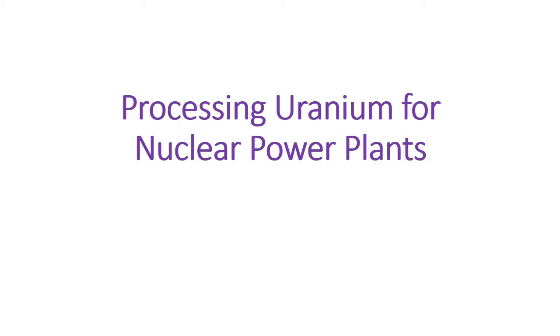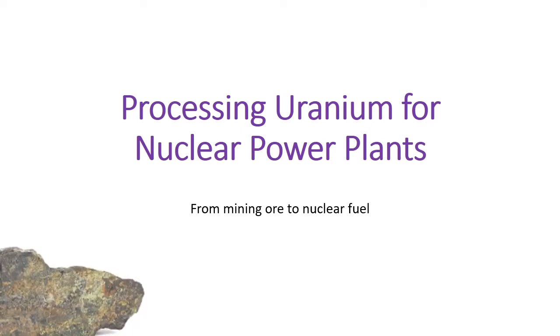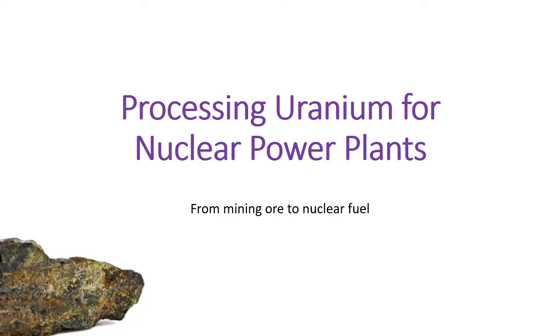Today, we're going to talk about processing uranium for nuclear power plants. Uranium comes from the Earth, but it comes in the form of a rock. Rocks, as you can see, are not pure uranium. They're a mixture of different compounds. You know that because you can see the different textures, different colors. So you have different physical properties indicating that you have multiple substances in this rock.